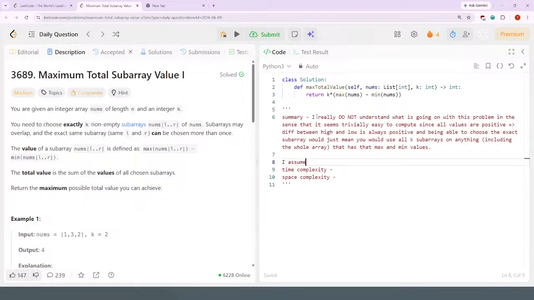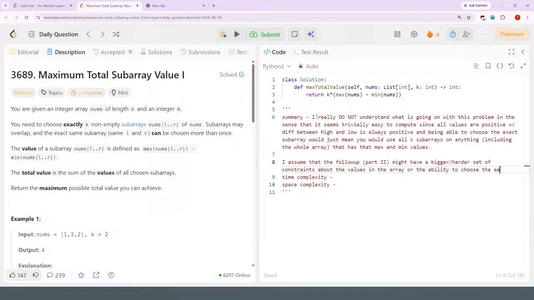I assume that the follow-up, like part 2, might have a better or harder set of constraints about the values in the array, or the ability to choose the exact same subarray.